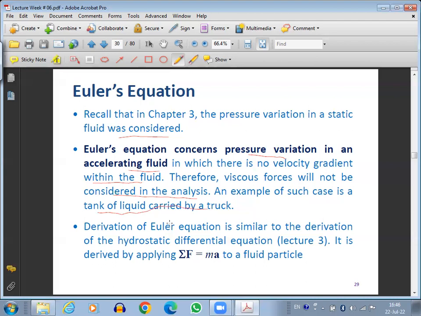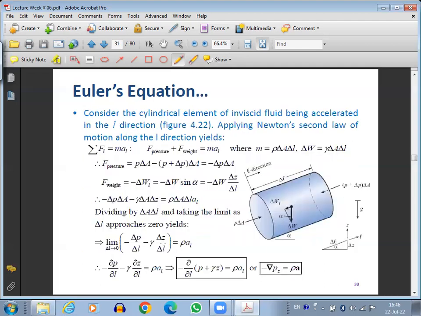Derivation of Euler's equation is similar to the derivation of the hydrostatic differential equation. It is derived by summation F equals ma for a fluid particle. Now, if you remember, when we derived it for the case of hydrostatic pressure variation in a fluid, we said summation F equals 0. Now we are not saying summation F equals 0. Now we are saying summation F equals ma_t, because there is now acceleration because of the tank which is moving. That's the only difference, otherwise the derivation remains exactly the same.